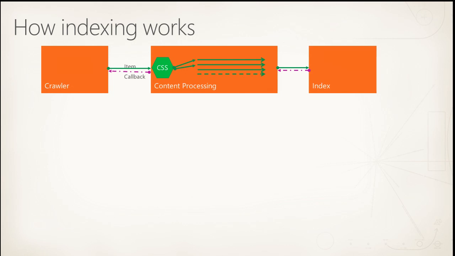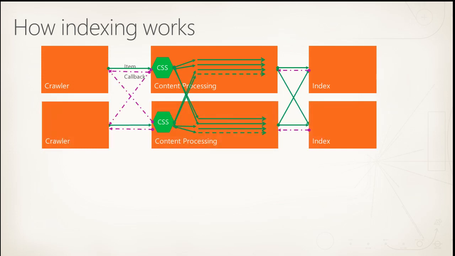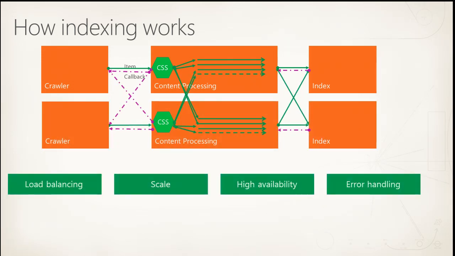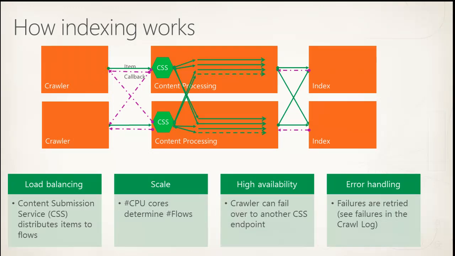Now, let's see what happens when you start scaling out things. This is when we have to start caring about things like load balancing and scaling and high availability. So we do load balancing between the different components. So the crawler talks to the CSS, but the CSS will distribute the items across all the different content processing components that are available. And then obviously we also distribute the items between different indexes. So that's one way we scale up.